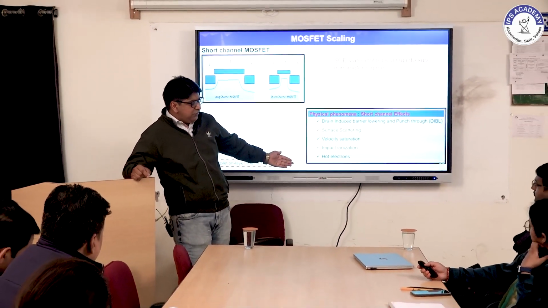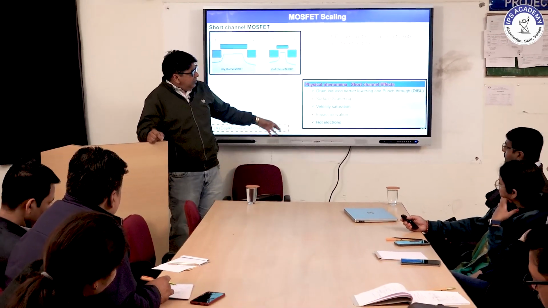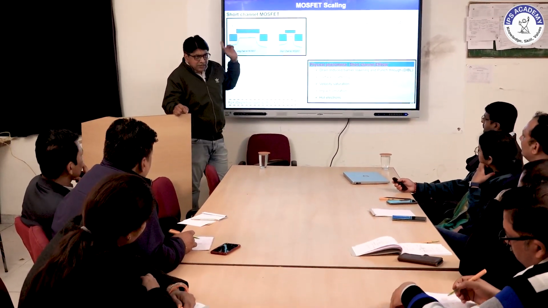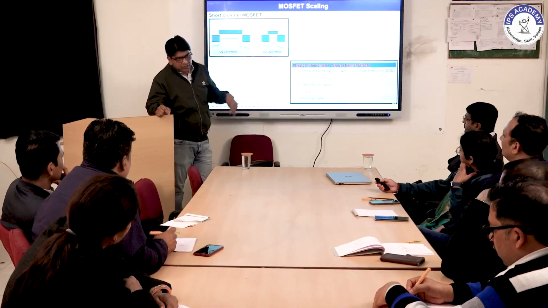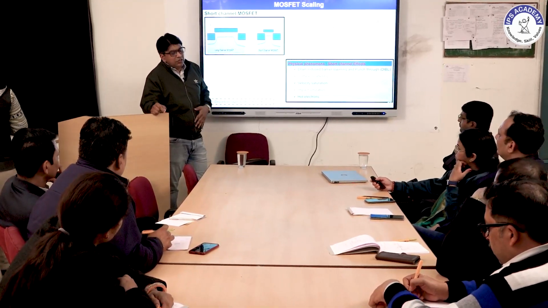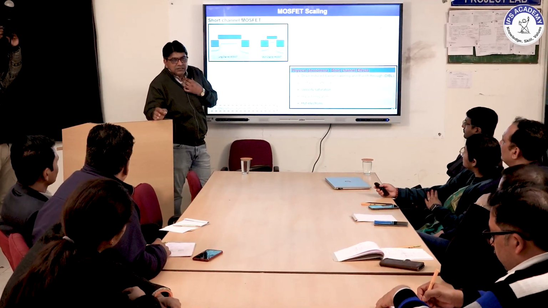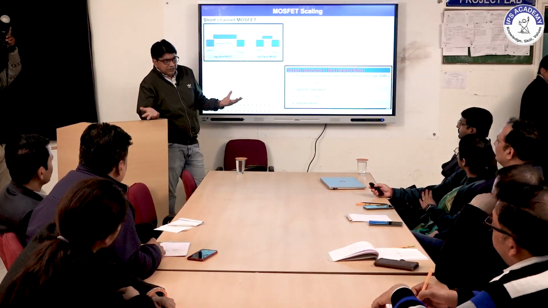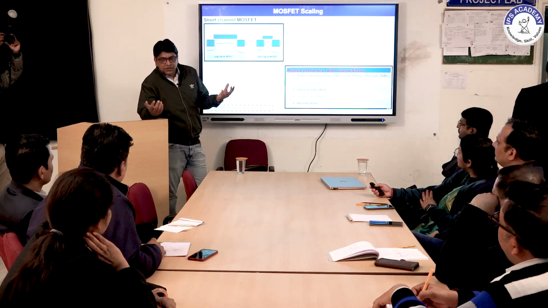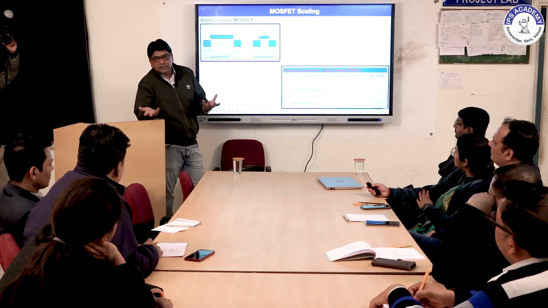So these are the short channel effects. Many more short channel effects are there, and this model we need to include inside our model. Then we go for the circuit simulation, or if you are going for the biosensing application, short channel effect means the sensor. Nowadays everything is sensor based.